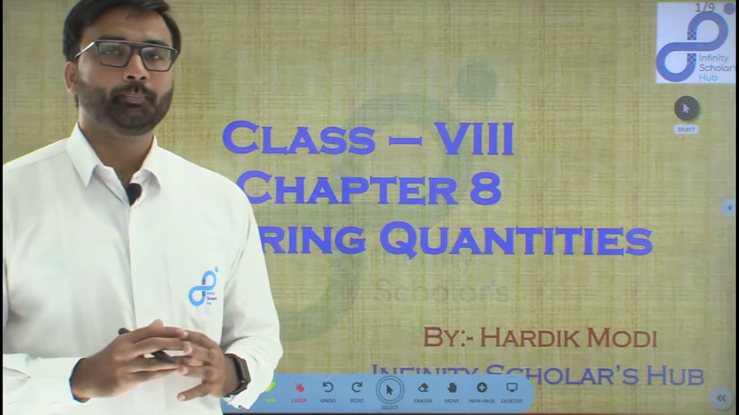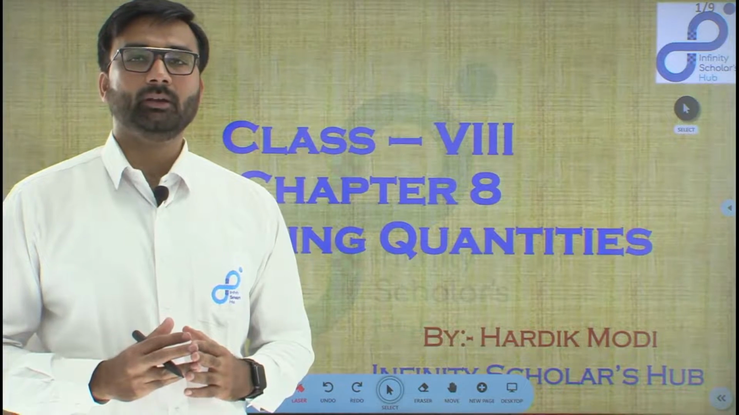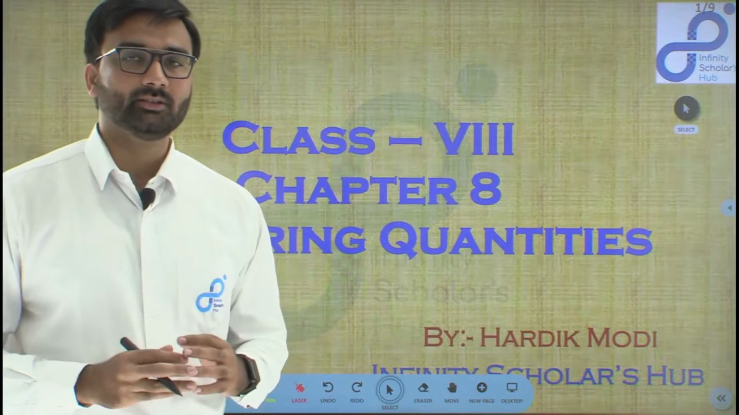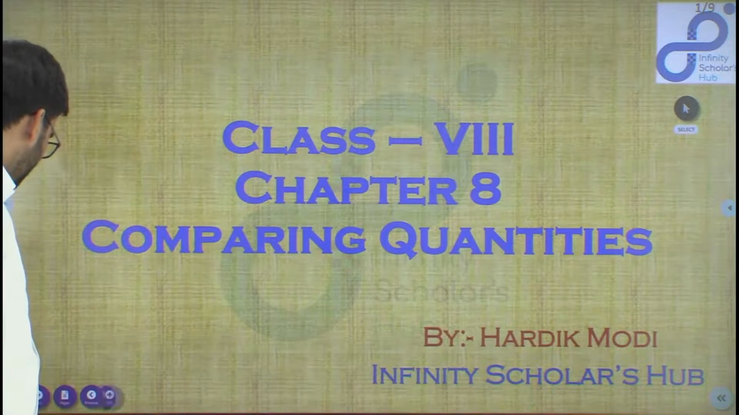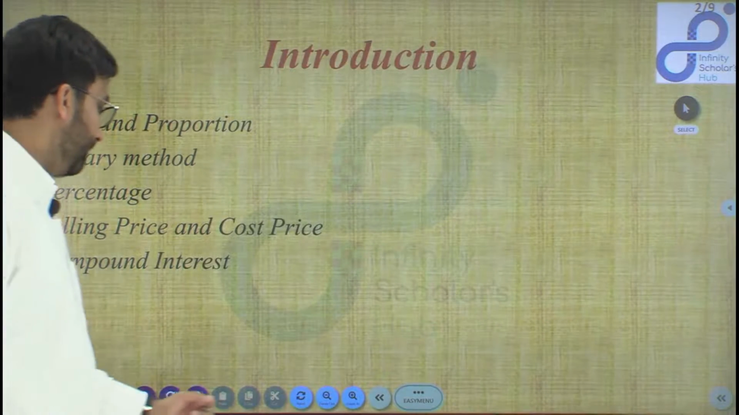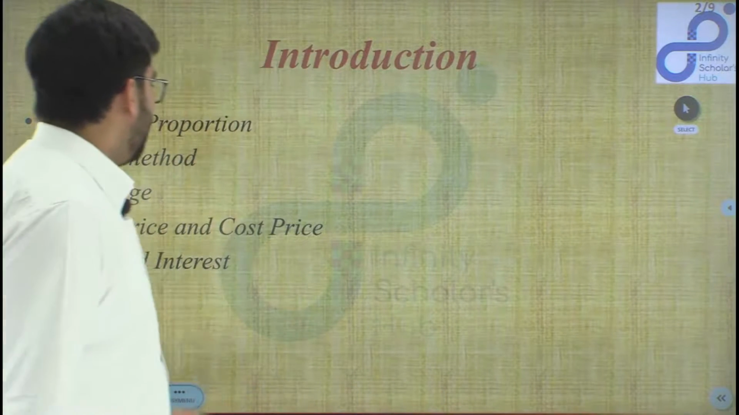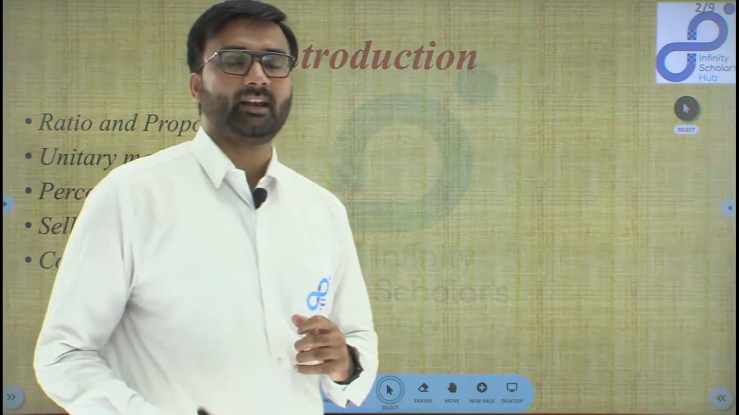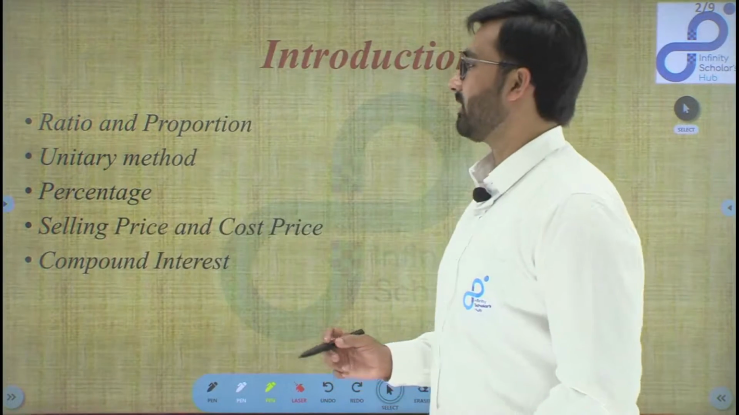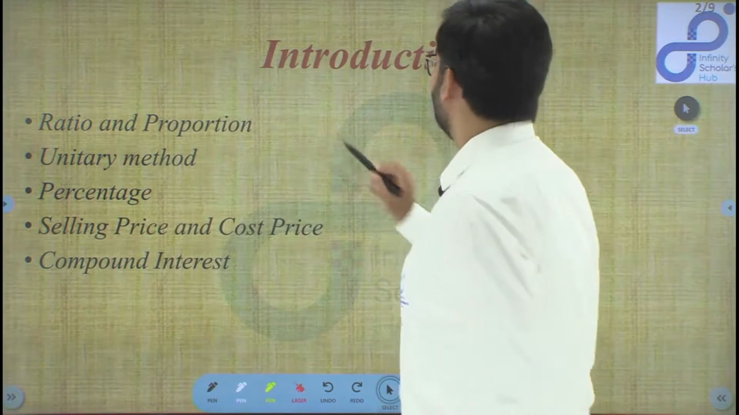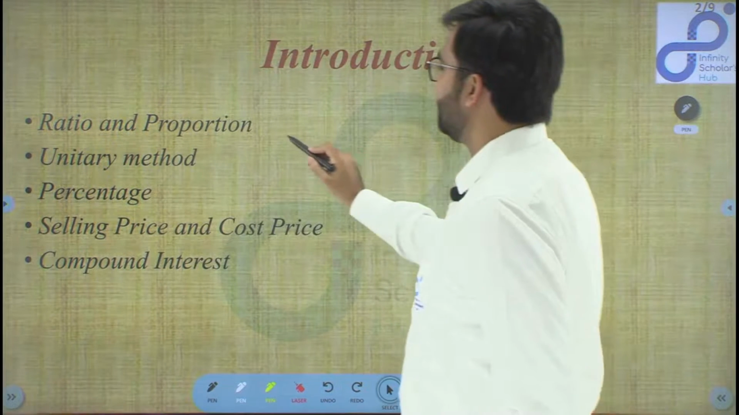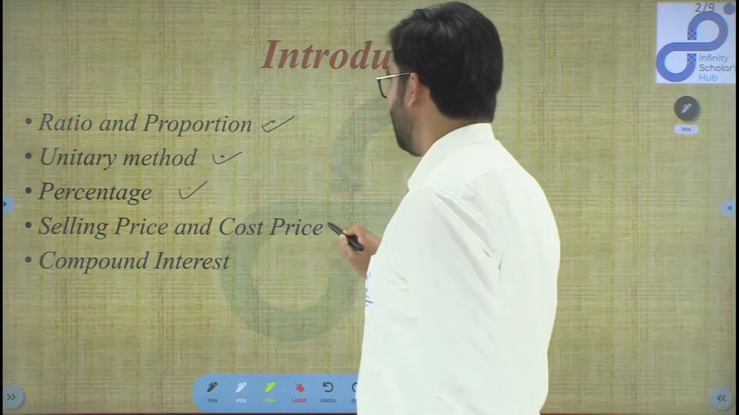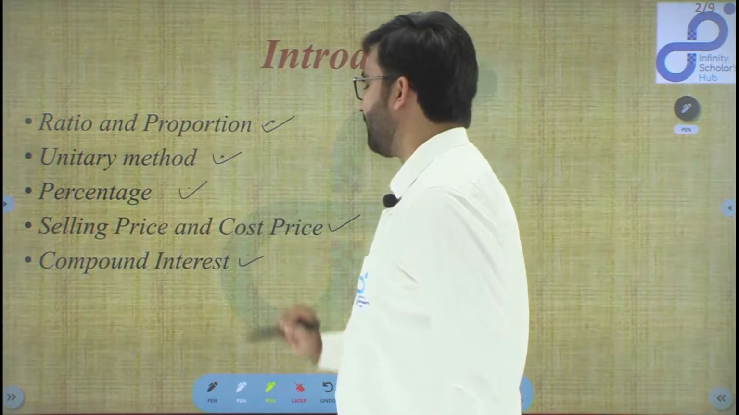So let's see what the subtopics in this chapter are and let us understand each and every subtopic of this chapter. Okay, so first of all, as we see over here in the introduction part, there are a few topics mentioned. The first one is ratio and proportion. Then the next topic is unitary method. Then you have percentage, you have selling price, cost price, and finally you have compound interest.